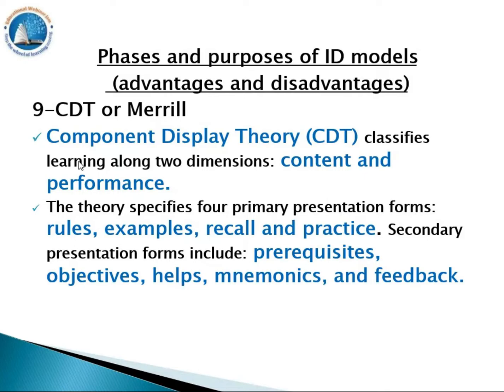Secondary presentation forms include prerequisites, objectives, helps, and feedback. The theory specifies that instruction is more effective to the extent that it contains all necessary primary and secondary forms. Thus, a complete lesson could consist of an objective followed by some combination of rules, examples, recall, practice, feedback, and helps appropriate to the subject matter and learning task. The theory suggests that for a given objective and learner, there is a unique combination of presentation forms that results in the most effective learning experience.